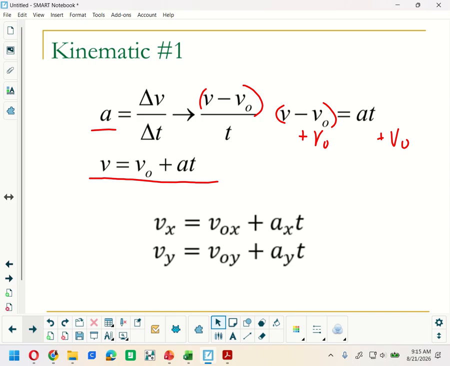Now I'm going to change it up. These right here mean the same thing, but this would say this is the velocity of x is equal to the initial velocity of x plus acceleration of x times time. The one below it is the velocity of y is equal to the initial velocity of y plus acceleration of y times time. That's how we read through those.